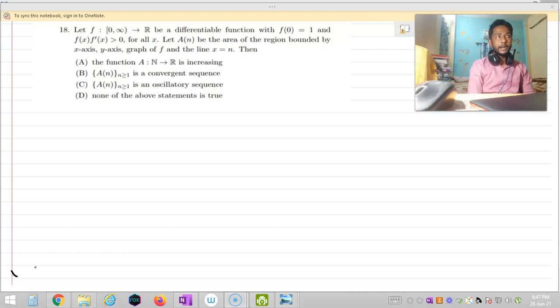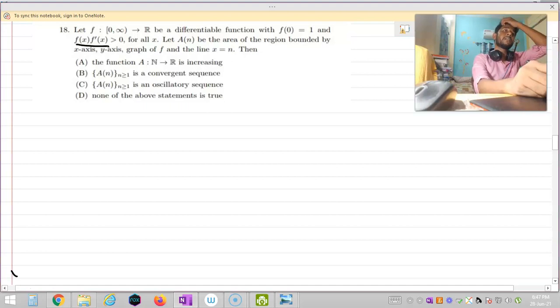The options say that the function A from N to R is an increasing function, that the sequence A_n for n greater than or equal to 1 is a convergent sequence, that it is an oscillatory sequence, and that none of the above statements is true.